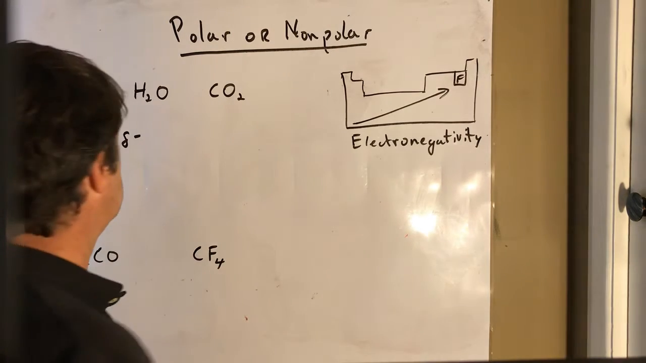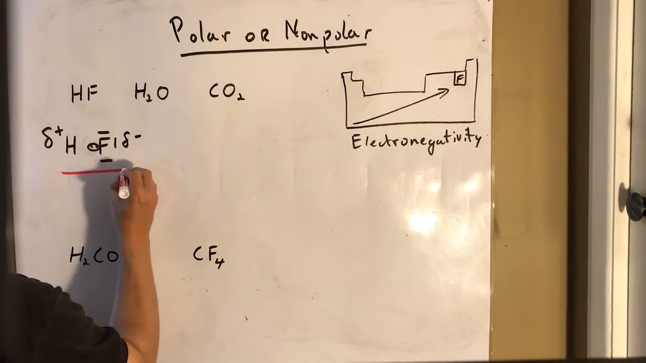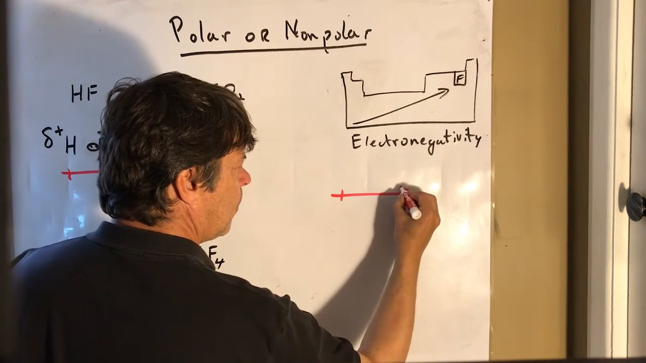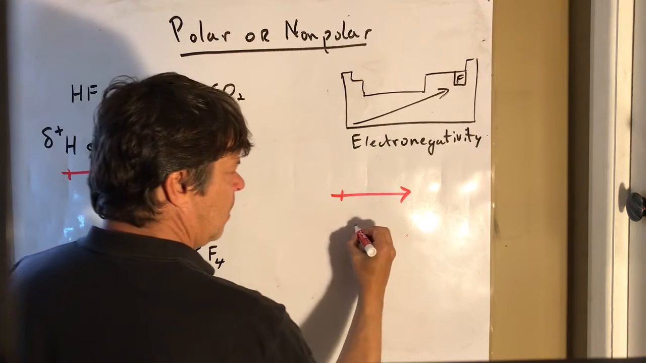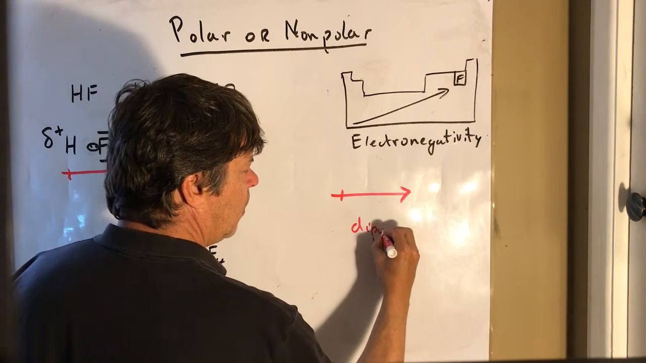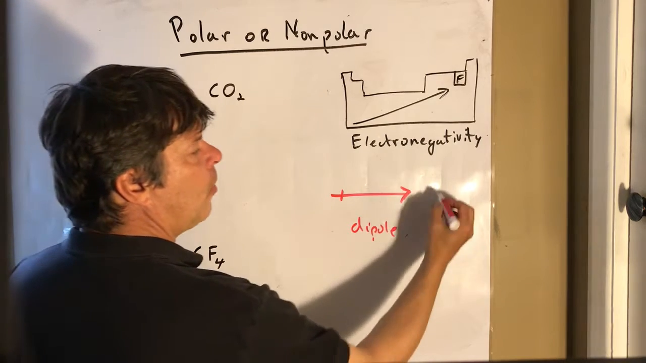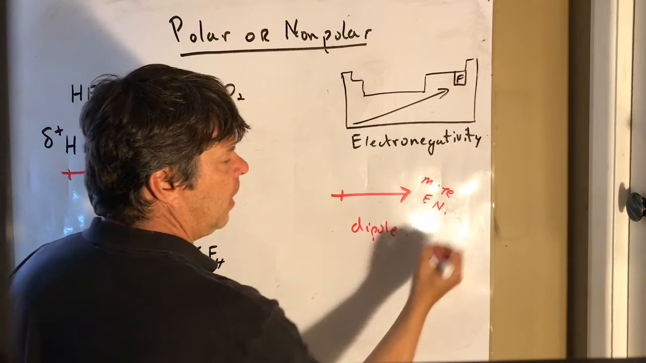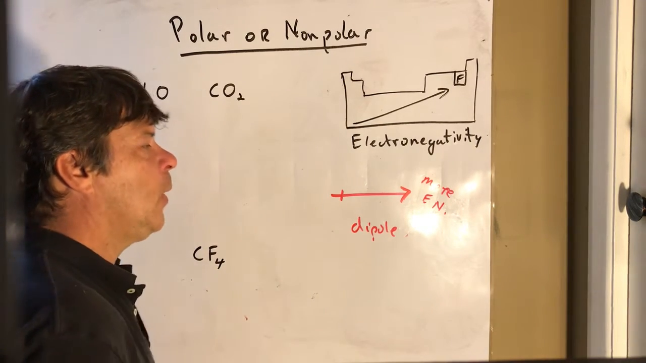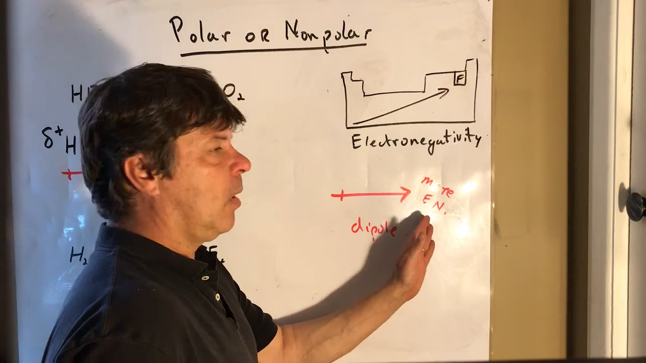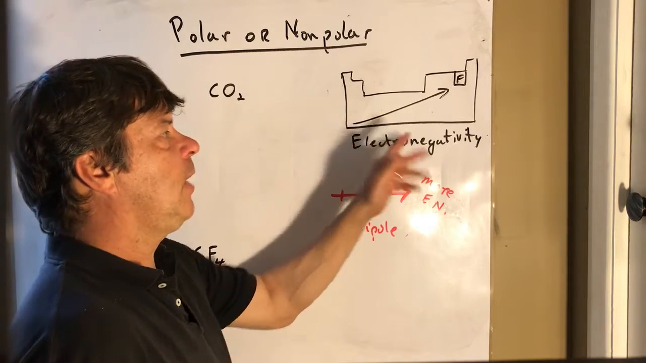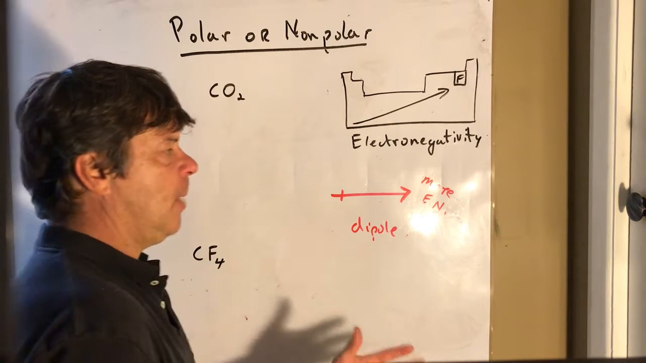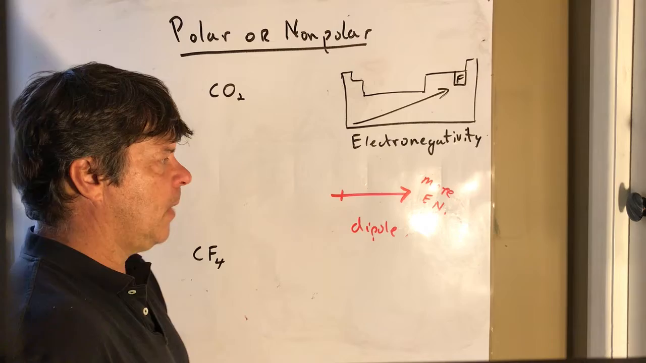Another way to show this is to draw what's called a dipole. This is a dipole, just an arrow. The little tail here, it's called a dipole. We draw dipoles toward the more electronegative element. Okay, how do we know what element's more electronegative than another element? Well, the closer you get to fluorine, the more electronegative it is. So we'll look at some examples and we'll be able to figure that out.